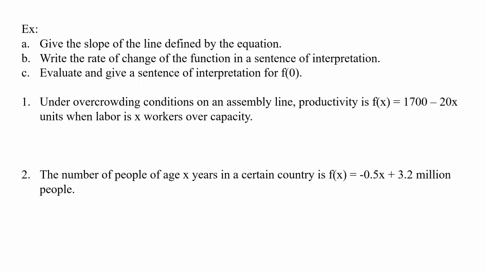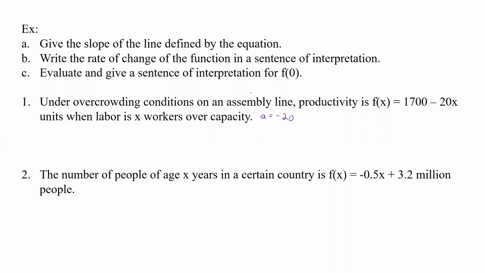So this is our equation. In an ideal world, we're going to produce 1,700 of them. But if we're working in overcrowded conditions, we're going to be minus 20 times x from that peak of 1,700. So if we think about what is the slope, in this case we're calling slope a, and that's equal to negative 20. That's what they're asking for in that first part.